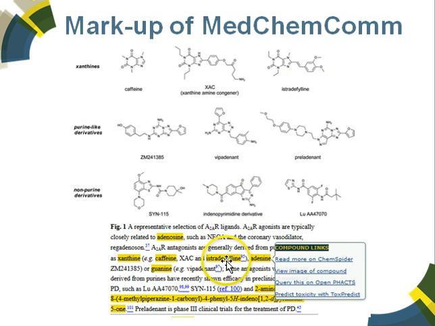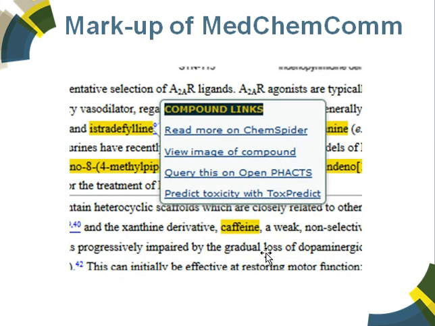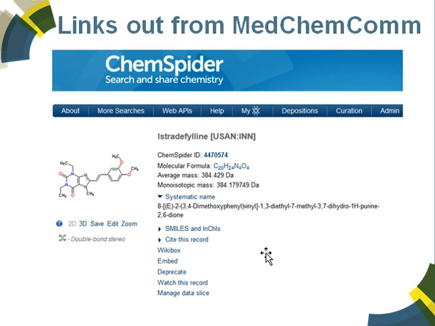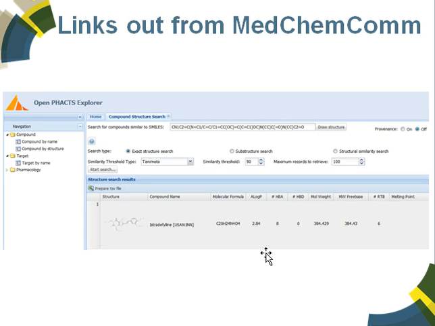Istradefylline. Hover over the name, and now you're allowed to do more with it. What comes up is the ability to migrate out to ChemSpider as before, and view an image of the compound so that you can insert it and utilize it in publications, presentations, etc. Because we've been working on the Open PHACTS platform, we have the chemistry queries linked up for Open PHACTS, and you can even push it out and predict toxicity on the open platform, ToxPredict. Here's an example of just coming out from MedChem.com directly into ChemSpider for that particular compound, and directly out to the Open PHACTS Explorer for that particular compound.